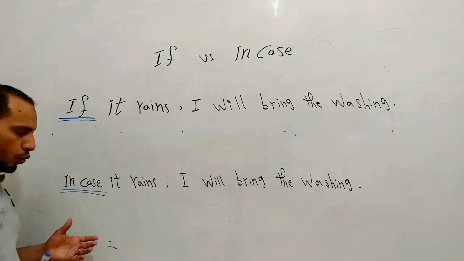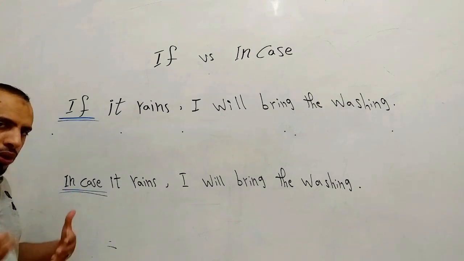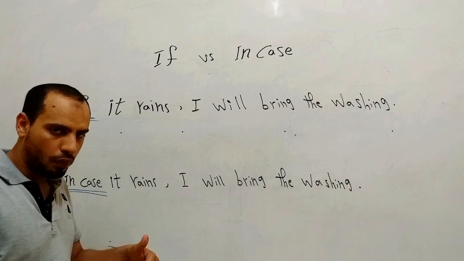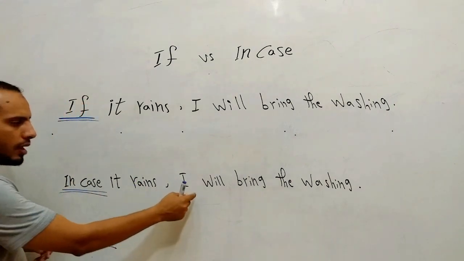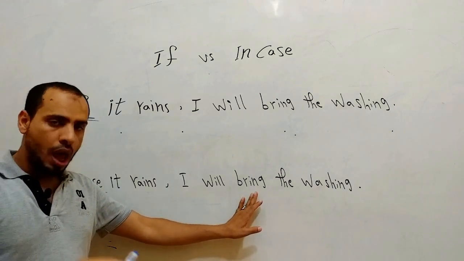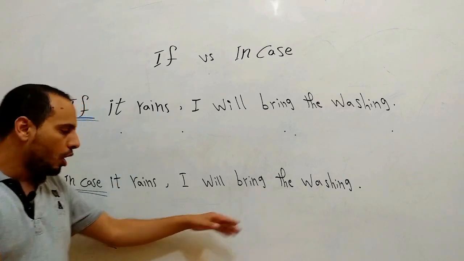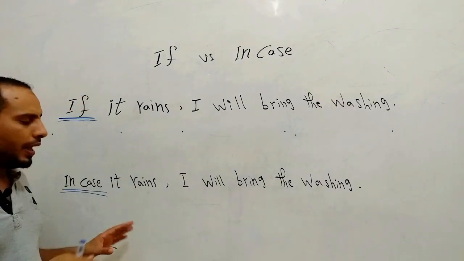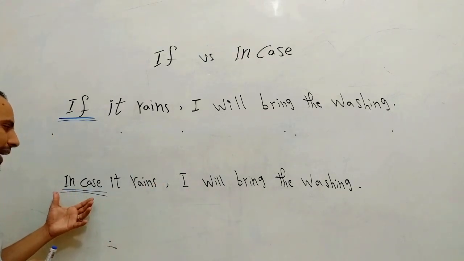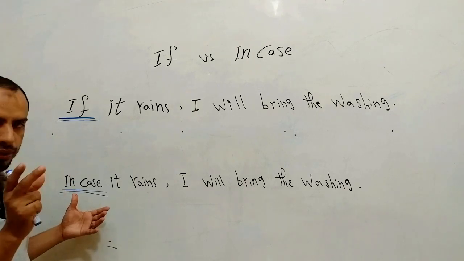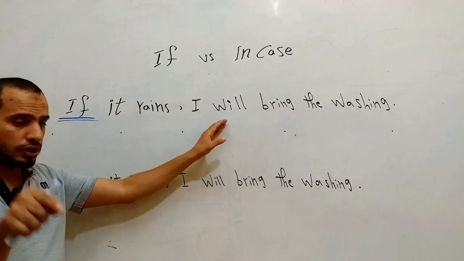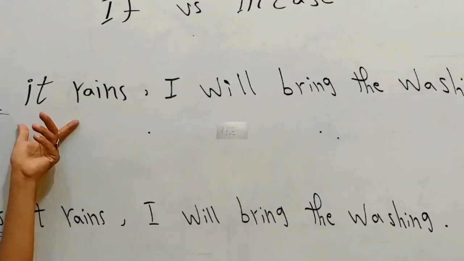So as I told you, if means something may or may not happen. On the other hand, we use in case to show that the action is being taken. The action is being taken right now. So, in case it rains, I will bring the washing means I will bring the washing right now. I will do the action right now, whether it rains or not. So, in an in case sentence, I will do the action whether the in case clause happens or not. But in an if sentence, I won't do the action unless the if clause happens.